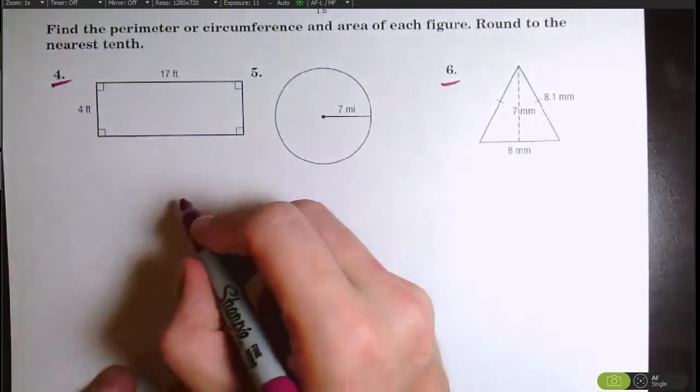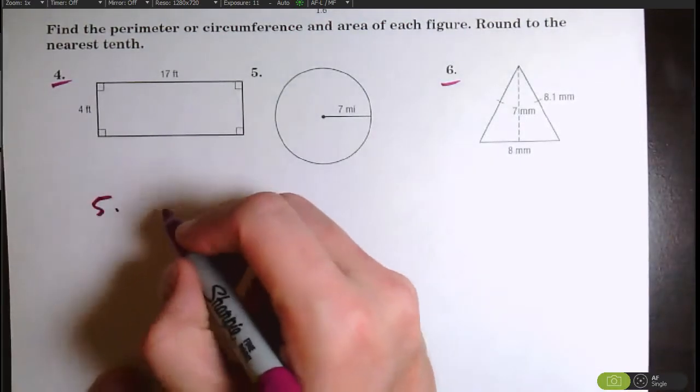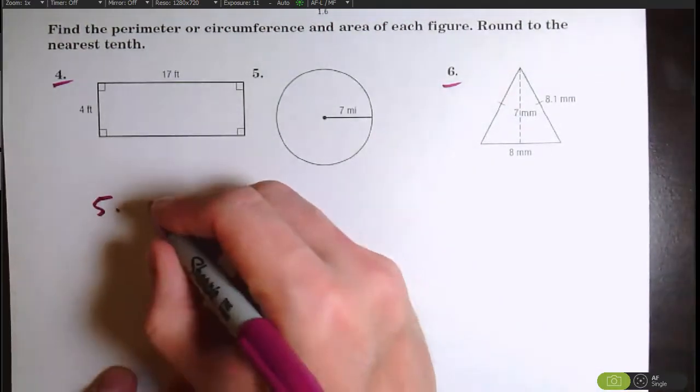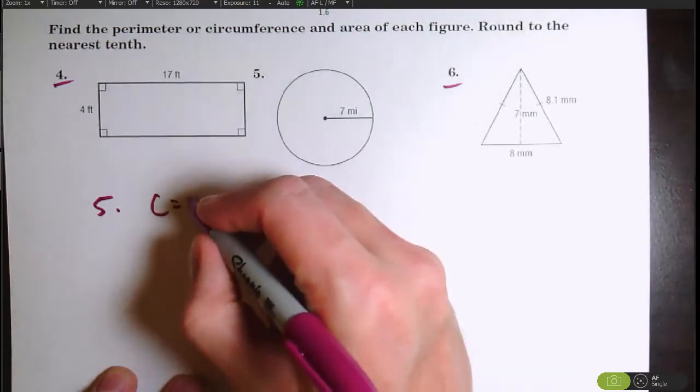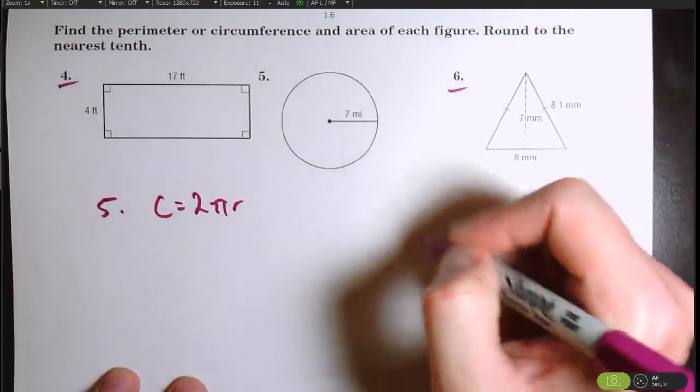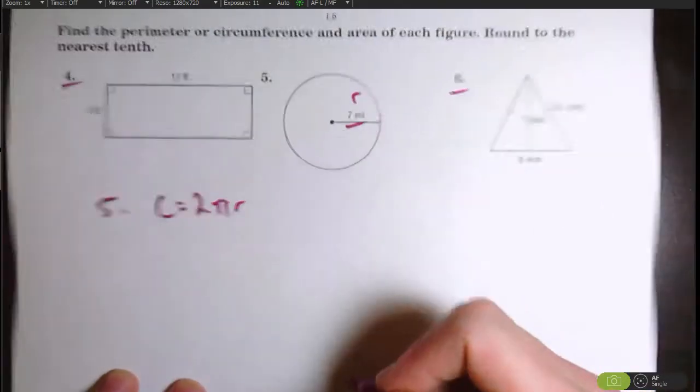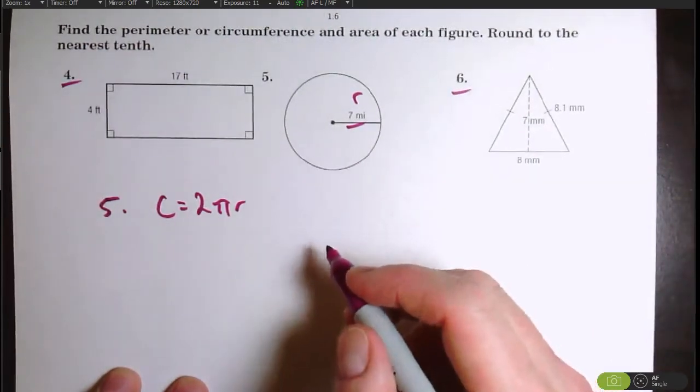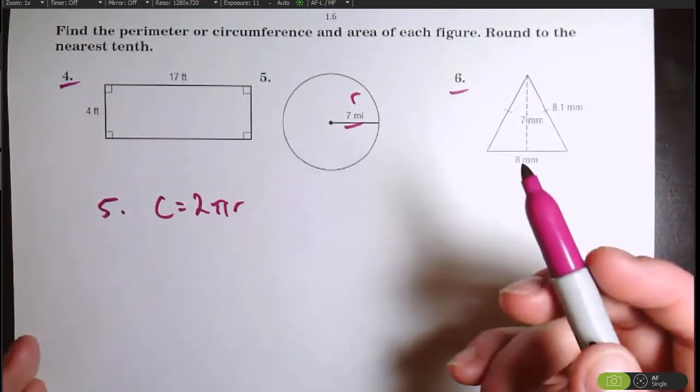So the circumference for a circle, perimeter for a circle, is circumference. Now, I don't care if you use 2 pi r or pi d. However, in this case, we do have the radius, so I'm going to use 2 pi r. If you needed to do pi d, just double the diameter, double the radius to get 14.